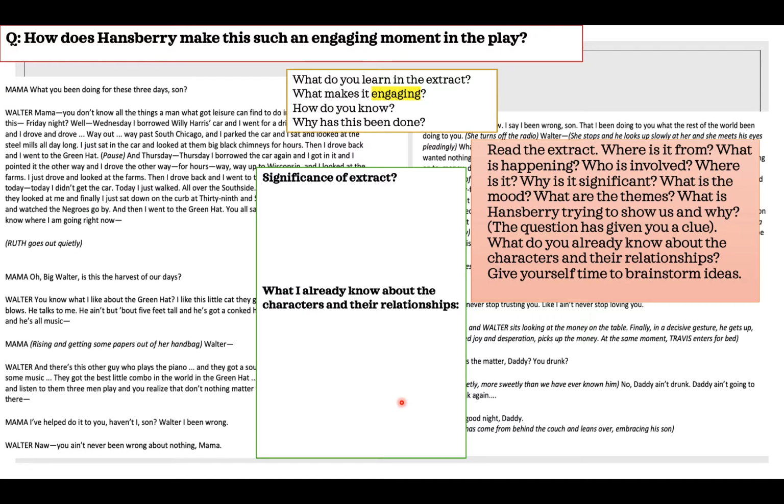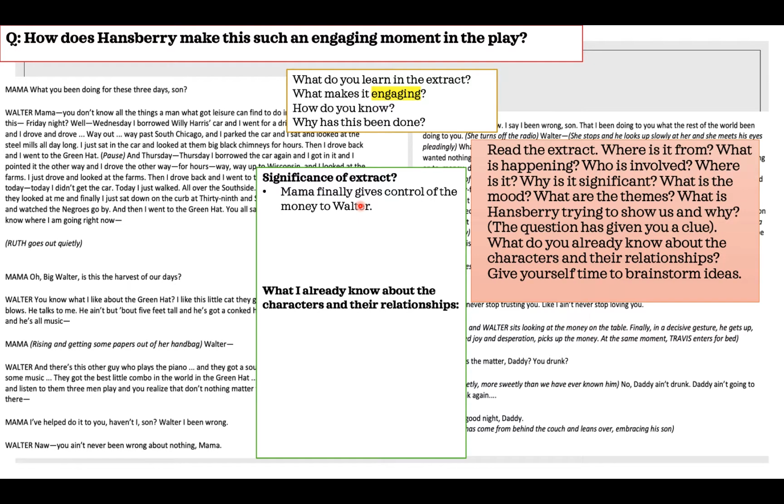Okay, so hopefully you spent some time reading through the extract for yourself, and hopefully you've managed to make a few notes. So here are some of the notes that you could have had. You may have more than what I've written down here. This is just a few examples of my own.